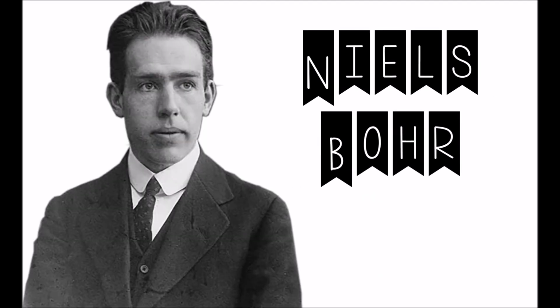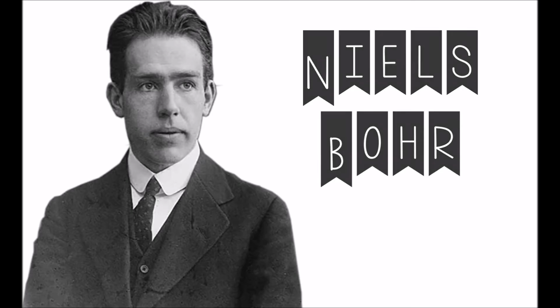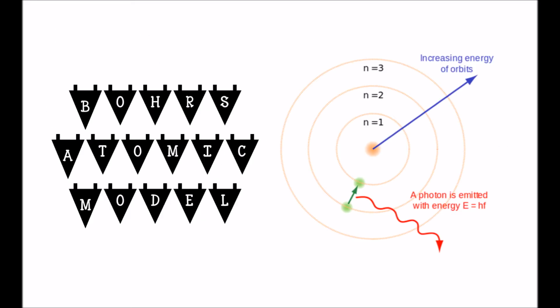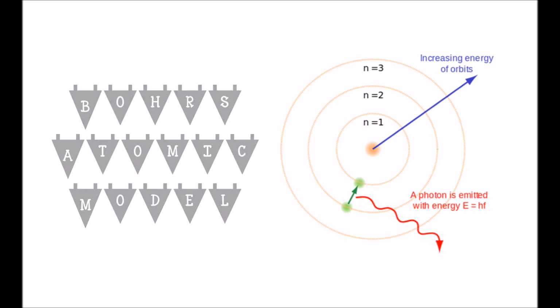And this is Niels Bohr, the Danish scientist who proposed an improvement. He placed each electron in a specific energy level. Electrons move in definite orbits around the nucleus. These orbits are located at certain distances from the nucleus. According to Bohr's atomic model, electrons move in definite orbits around the nucleus, much like planets circle the sun. These orbits or energy levels are located at certain distances from the nucleus.